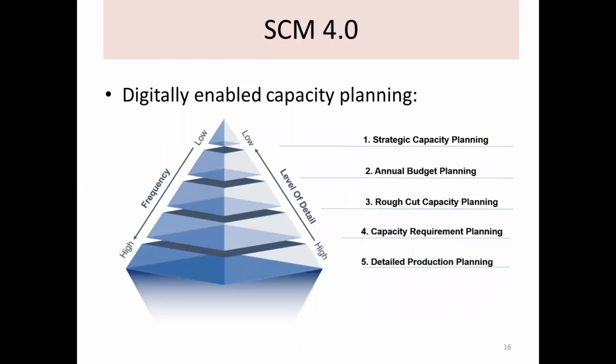Then this is our digitally enabled capacity planning. It starts with number one, strategic capacity planning. After that, annual budget planning is done. Then rough-cut capacity planning is done, and after that, capacity requirement planning is done. The last stage is detailed production planning, where the frequency and level of detail are higher than the previous one.